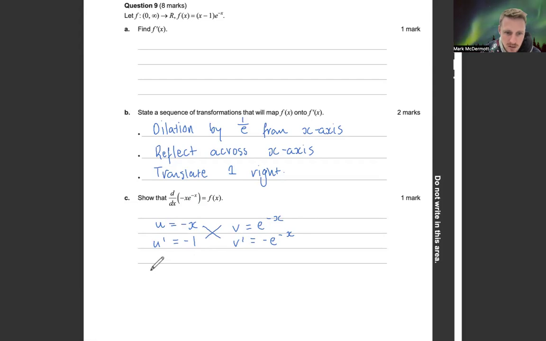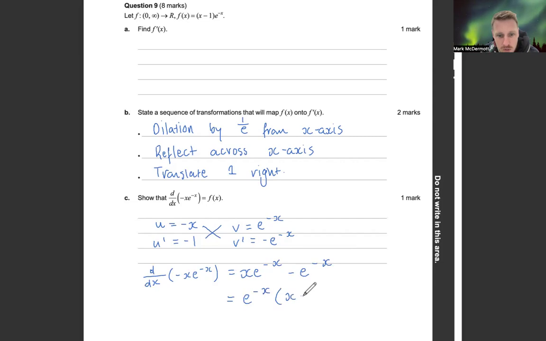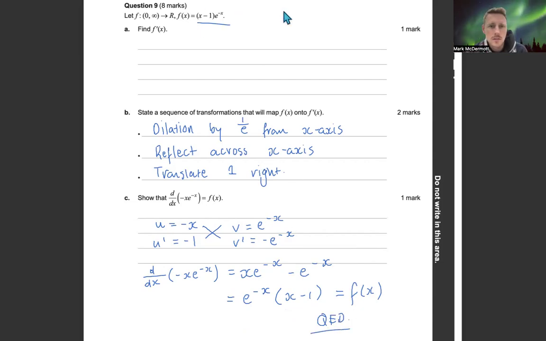Let me write it out. d/dx of negative x e to the negative x equals, all right, this times this, so that's x e to the negative x, minus e to the negative x. And if we take e to the negative x out as a factor, we're left with x minus 1, which equals f of x. You would agree. f of x is up here, x minus 1, e to the negative x. So, looks pretty good. So, QED, as required, or whatever it means.